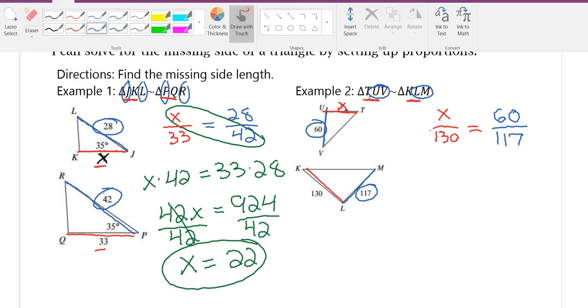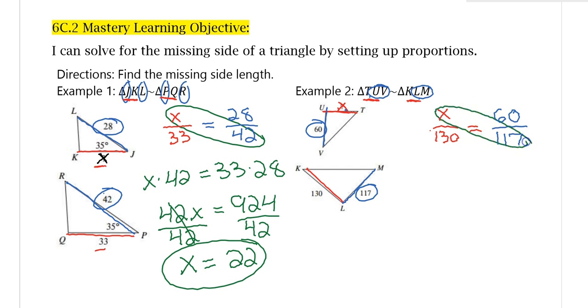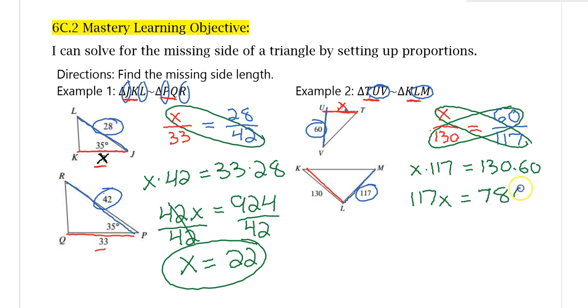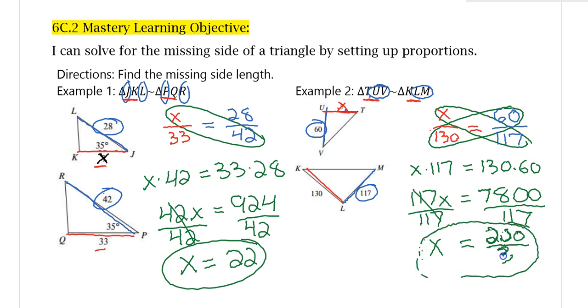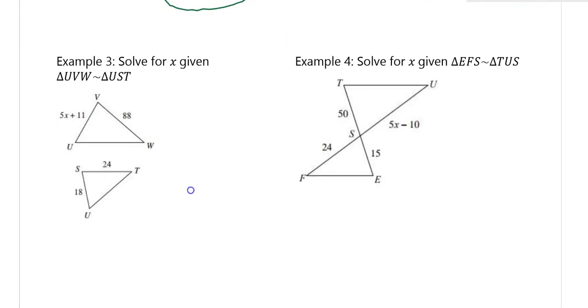Once I have that set up, I'm doing my cross multiplication. So I have x times 117 equals 130 times 60. So that's 117x equals 130 times 60, which is 7,800. Again, use a calculator. These are big numbers. Then I need to divide by 117 on both sides. 117 divided by 117 is just 1x. 7,800 over 117, when you type that in a calculator, you get 200 over 3. And that really is it. Let's look at our next example.